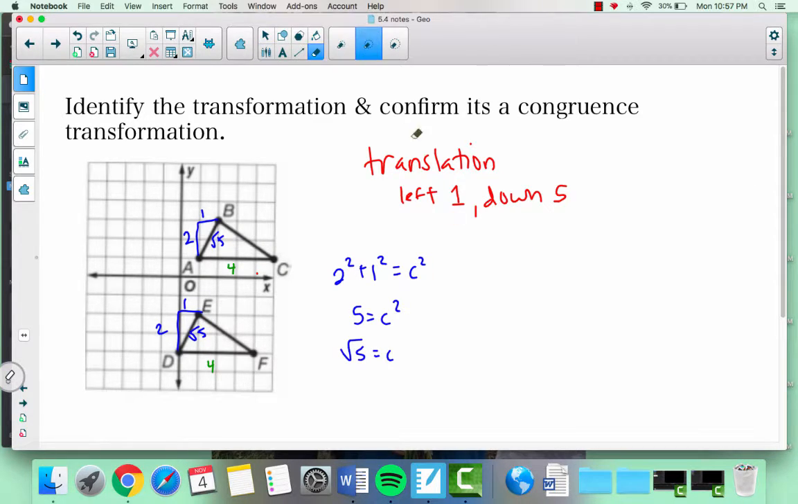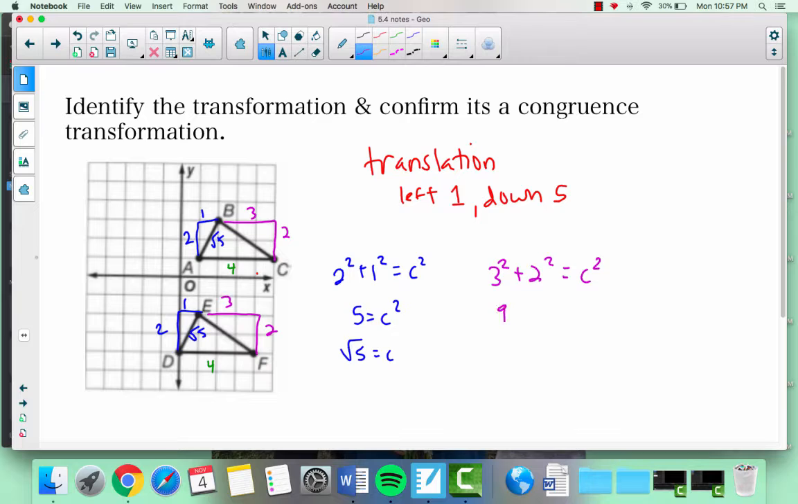So that's the length of both of these sides since I use the same numbers. And then we do the same thing for the third side. So here I go over and down, so that's 3 and 2, and that works for both of them. So if I do my Pythagorean theorem, I'd have 3 squared plus 2 squared equals c squared. So we'd have 9 plus 4 equals c squared, or 13 equals c squared, which means that that length is the square root of 13 for both.